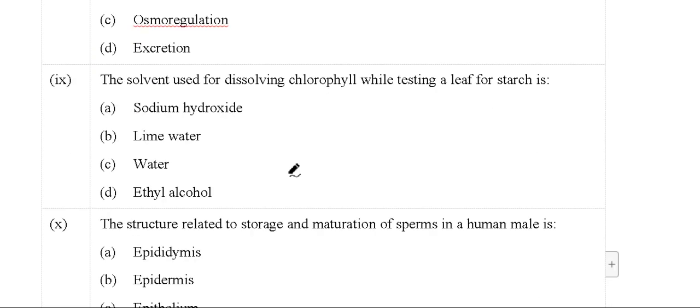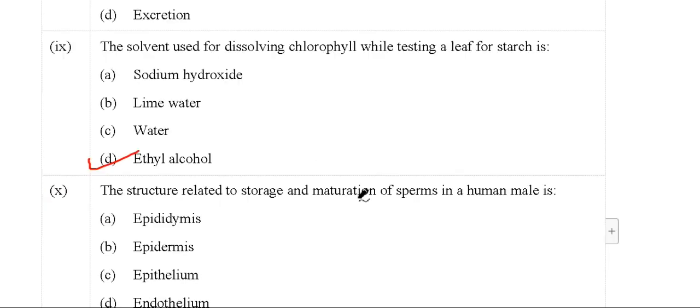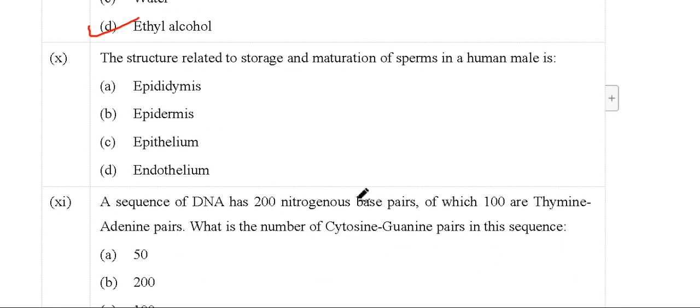The solvent used for dissolving chlorophyll while testing a leaf for starch is ethyl alcohol. And this is the correct answer. The structure related to storage and maturation of sperms in a human male is the epididymis. This is the part which mainly stores the sperm, and it is the part where the sperms become mature.